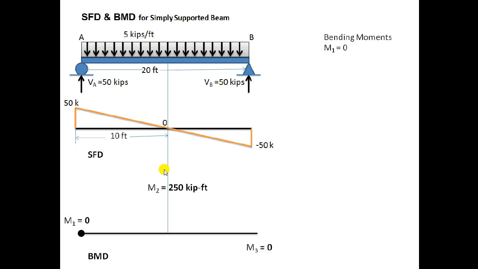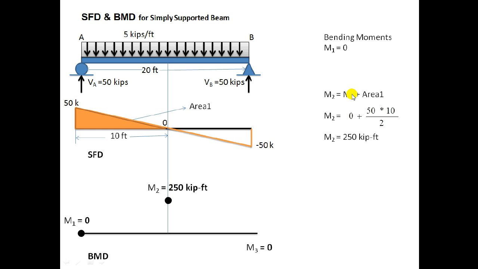This is M1 is equal to 0 at roller. This is M2. I have found out M2 by same method. M1 previous moment plus area of SFD. Area of SFD 50 multiplied by 10 divided by 2. 50 multiplied by 10 divided by 2 plus 0. 250 is the moment at here.